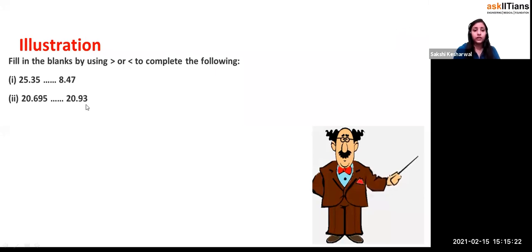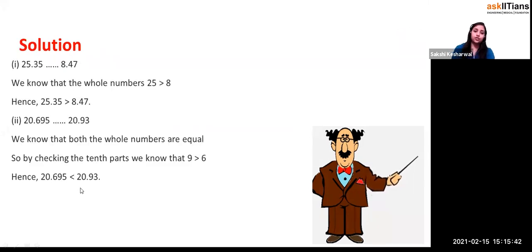20.695 and 20.93. So can I write this? This is divided into 1000 parts. This is divided into 100 equal parts. So convert the unlike decimals to like decimals. So this is 20.695, and this is 20.930. So the 930 part is greater than 695. So 100% this one is greater. This is the way, right? Okay.